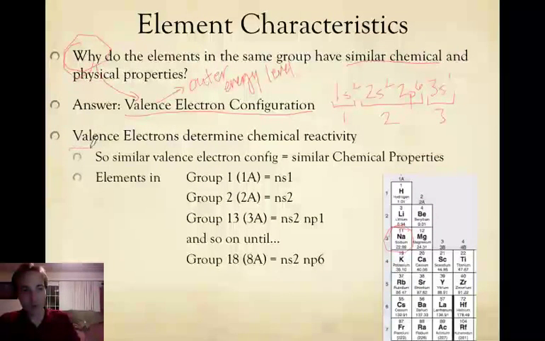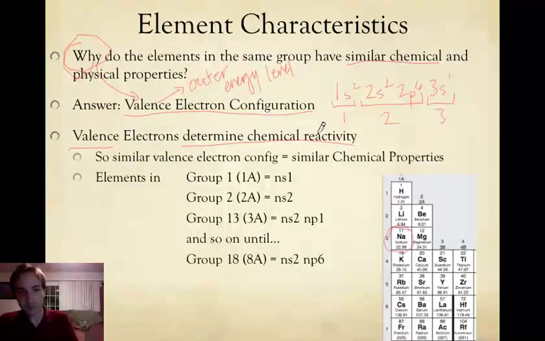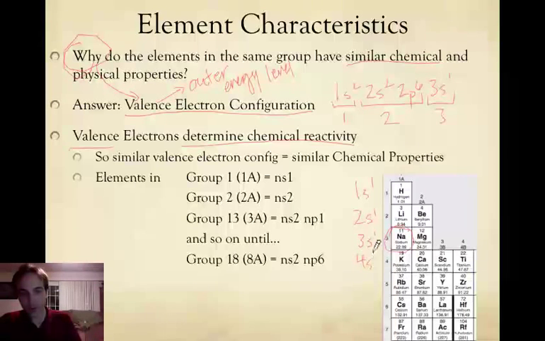Now, the reason why valence are important is because they determine chemical reactivity. So if you have similar valence electron configurations, that means you have similar chemical properties or chemical reactivity. So going back to sodium here, we just said its valence configuration is 3s1. If we were to look at lithium, lithium's valence would be 2s1. Hydrogen would be 1s1. Potassium would be 4s1. Rubidium would be 5s1, and so on.